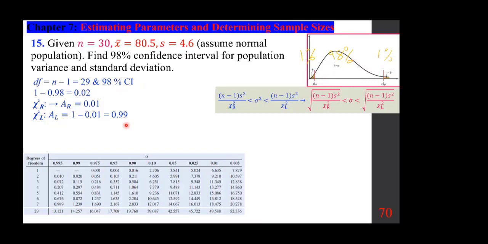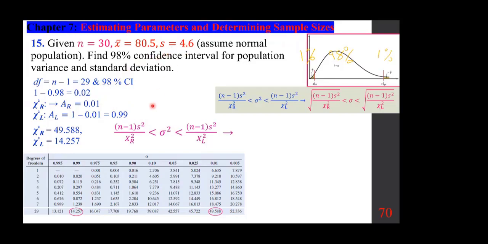Why is this important? Take a look at this one. You have the degrees of freedom on the left side. You look up and you find number 29, and those are the numbers. Then you go at the top and you look up these two values, 0.01 and 0.99. This is 0.99. This is 0.01. Therefore, chi squared of the right is 49.588. For the left is 14.257.